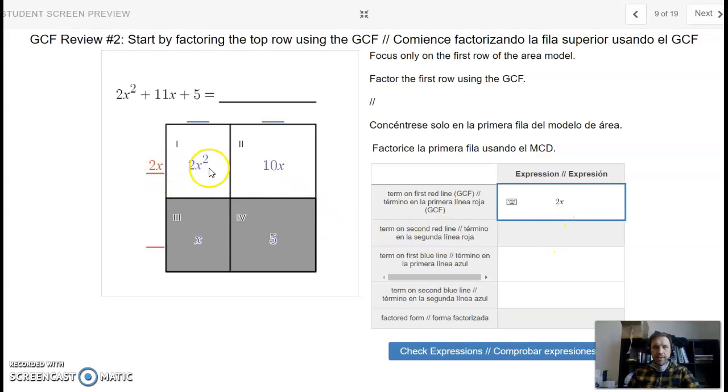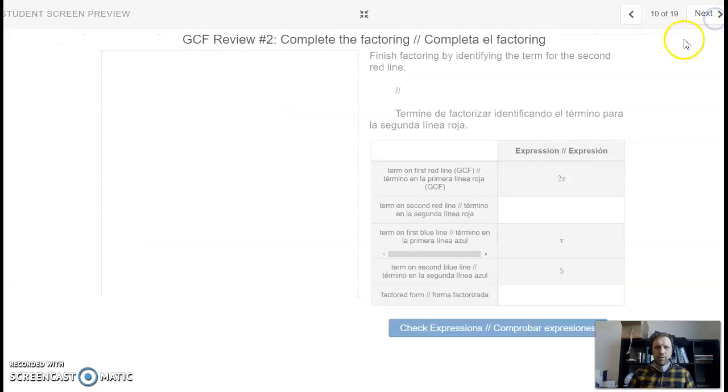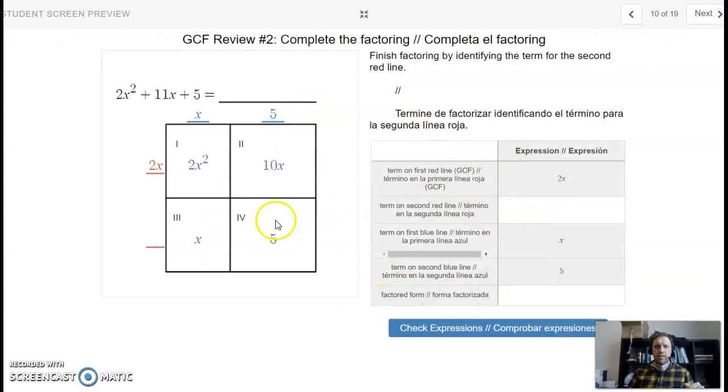And if you type that in there, now you're saying, well, what times 2x gives me 2x squared? And that answer would be x. And so then what times 2x gives me 10x? 2x times 5. You're nailing it. Check them, loving it, move on over. So now that you have those done, x times what gives me this x value right here? And 5 times what gives me this 5 right here? Hopefully you got that it's 1.